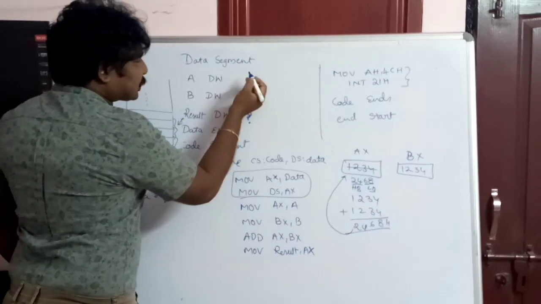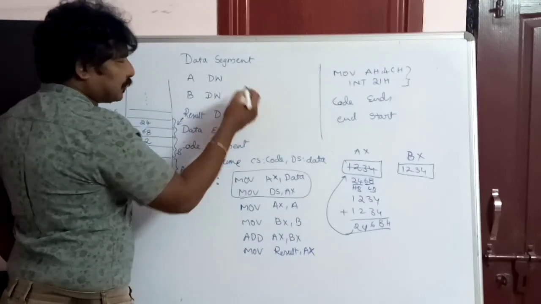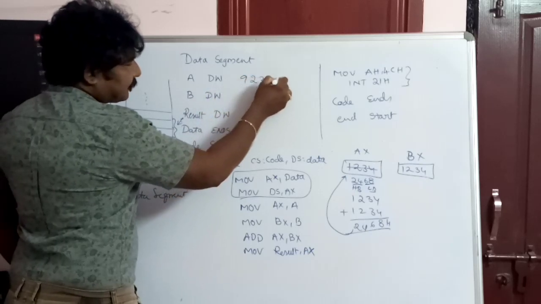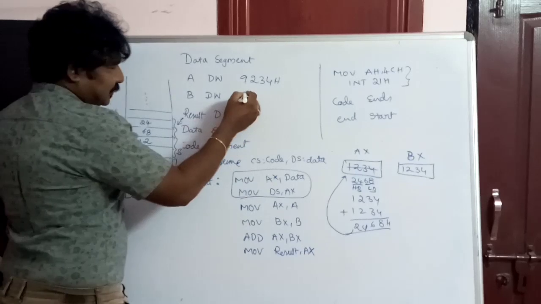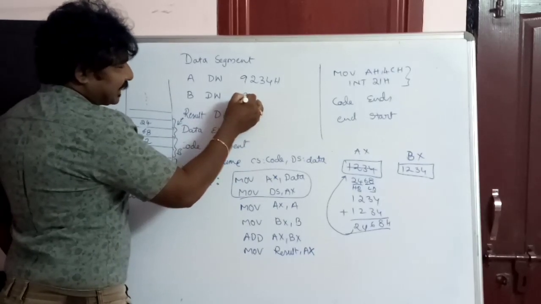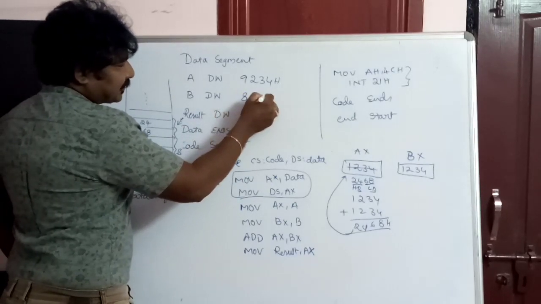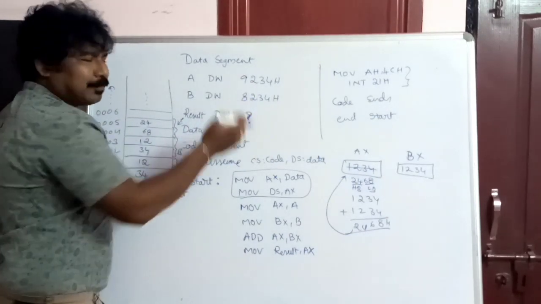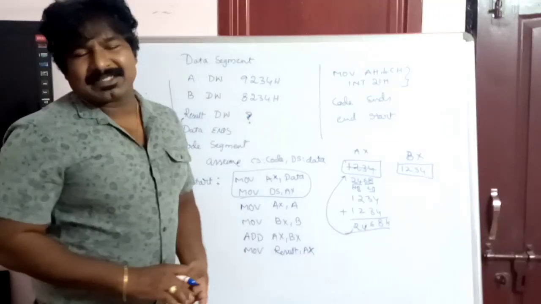I'm just taking those two numbers. Instead of 1, 2, 3, 4, I'm taking 9, 2, 3, 4, H. For simplicity of calculation, for this one I'll take the second number as 8, 2, 3, 4, H. So when I add 9 plus 8, that gives me 17.